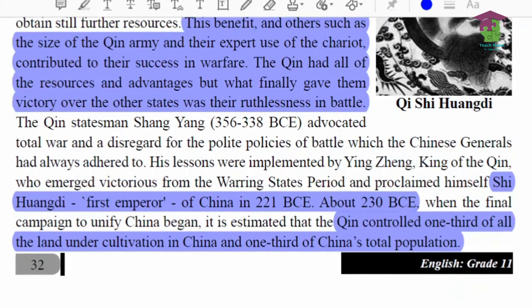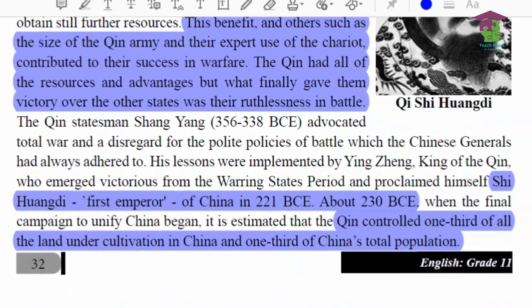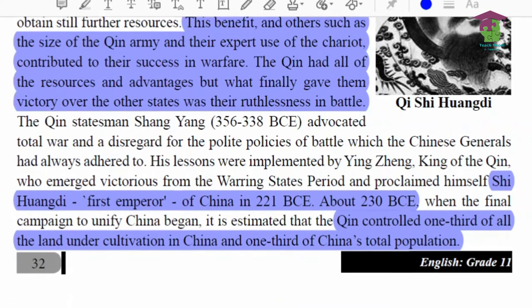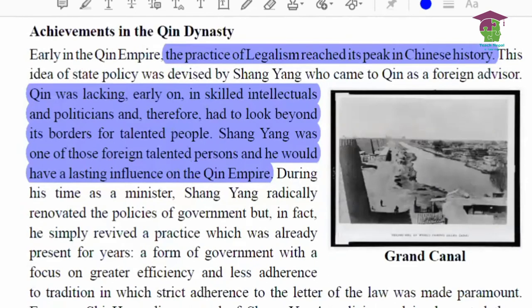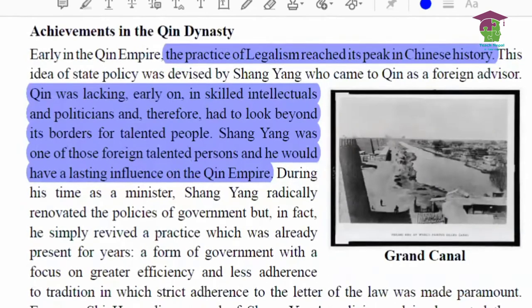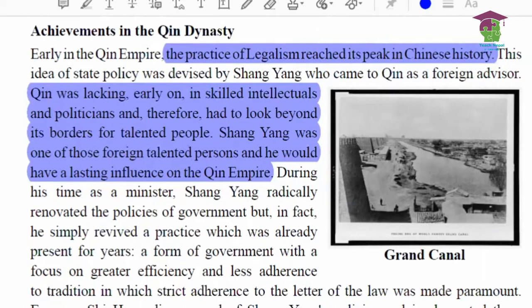And you can see the achievements of the Qin dynasty. The practice of legalism was at its peak in Chinese history. Above all, following the law so strictly and making all people disciplined is considered an important achievement of the Qin dynasty.